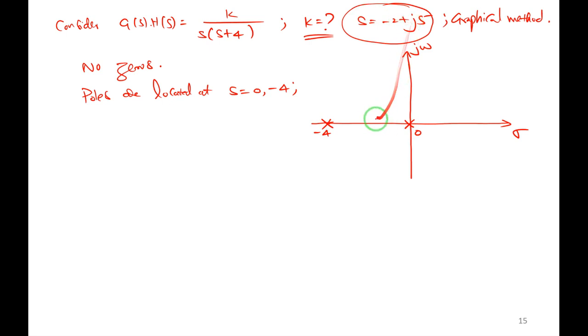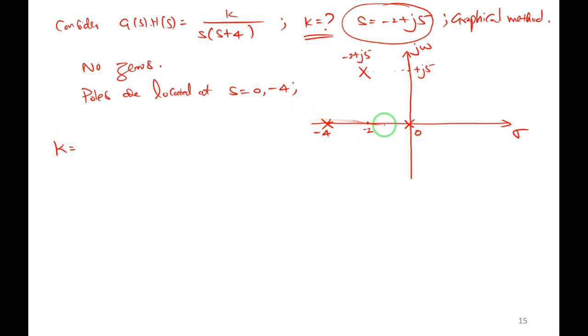Minus 2 plus j5. Minus 2, somewhere it will come here. Plus j5. Right? So minus 2 plus j5. This is minus 2 plus j5. This is minus 2, right? Minus 2 plus j5. This is plus j5. Corresponding point. Is it fine? Okay. Next, what is k?